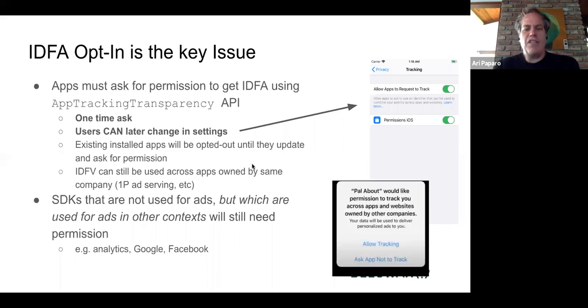The third bullet's kind of an interesting one that I think will have a very big impact. Existing installed apps will be opted out until they ask for permission. So what does this mean? Your phone is filled with apps that are using your IDFA right now, presumably showing you ads. As soon as you upgrade to iOS 14, all those apps will be disabled. They will have zeros instead of IDFAs. So user by user, you're going to see a precipitous decline in IDFA.